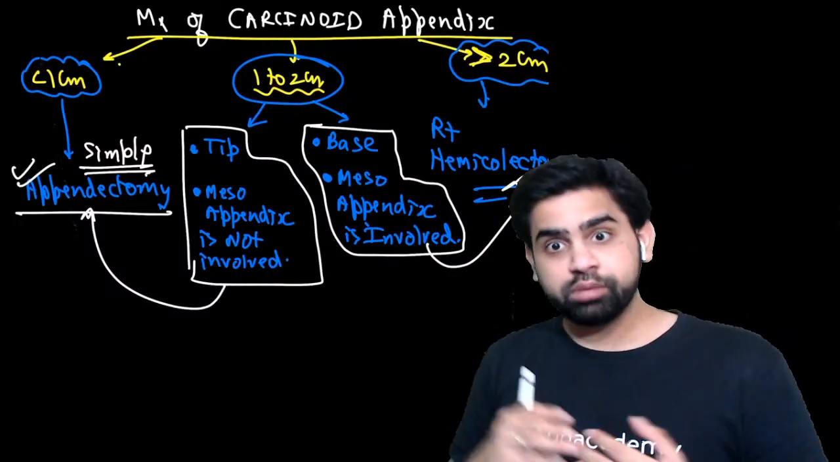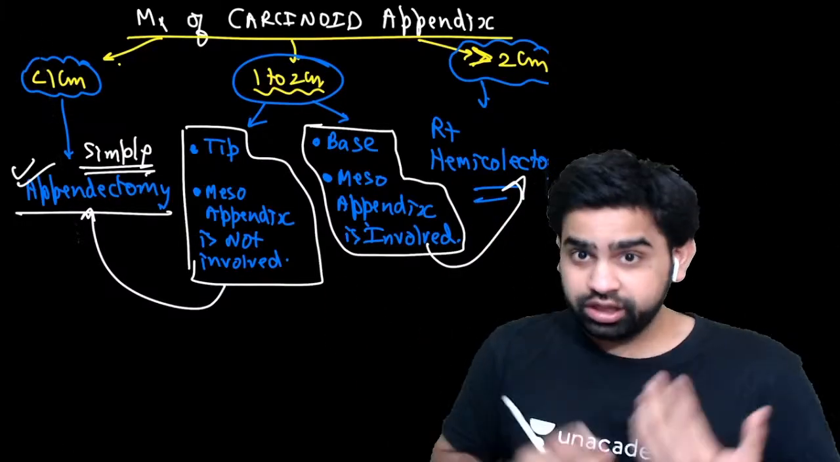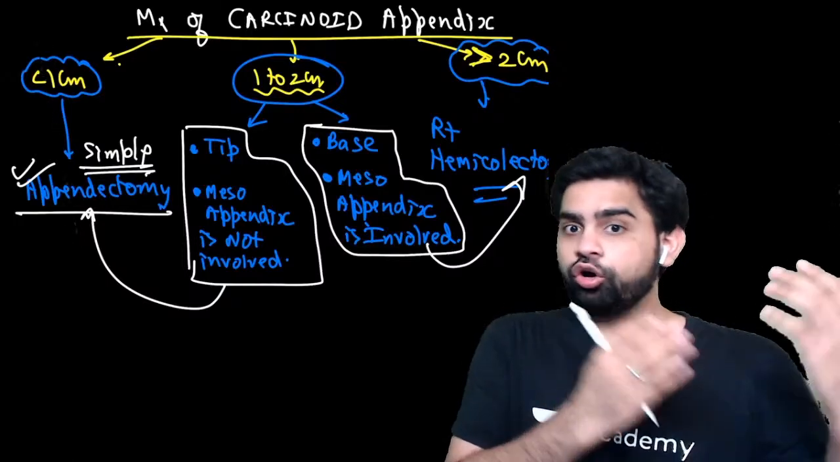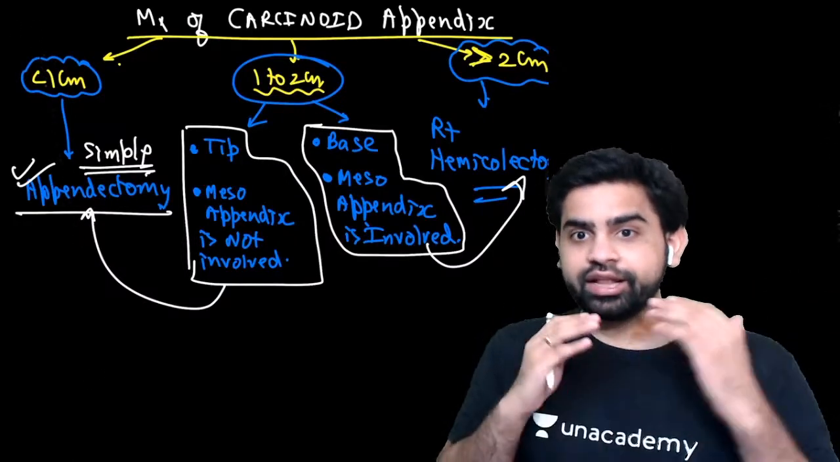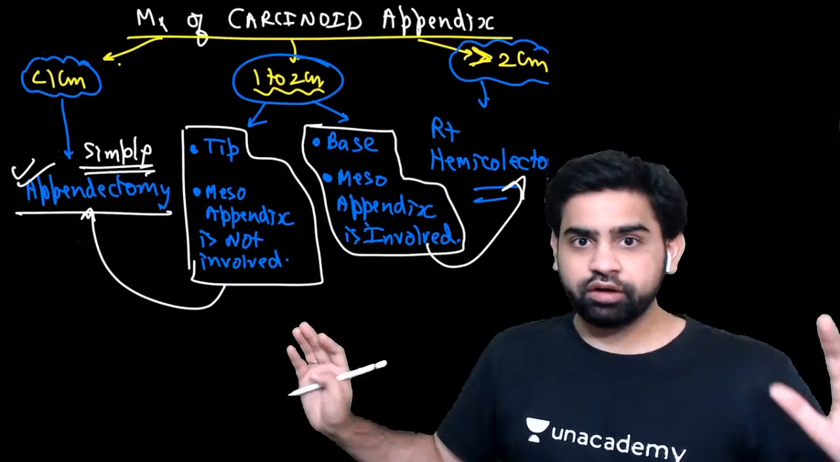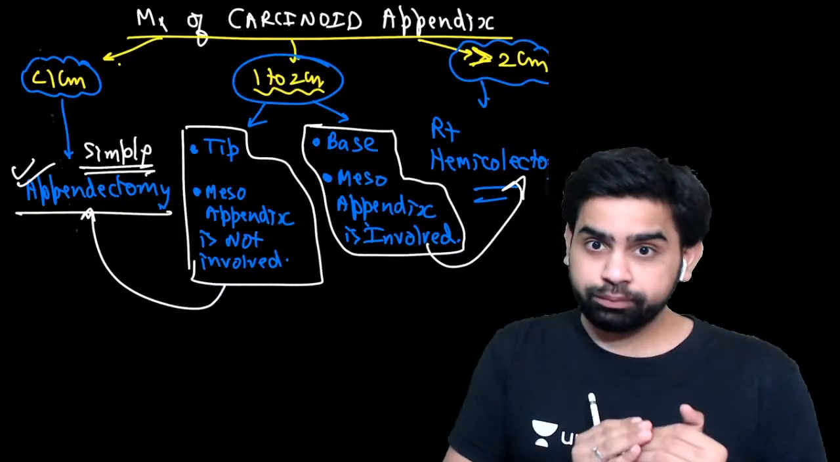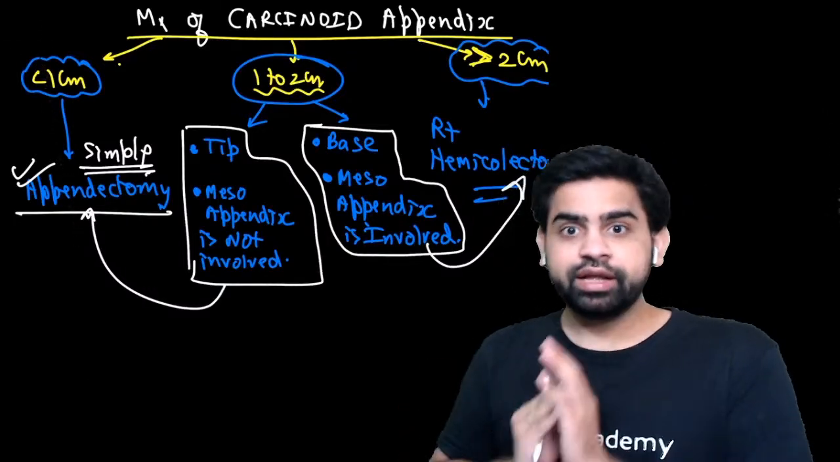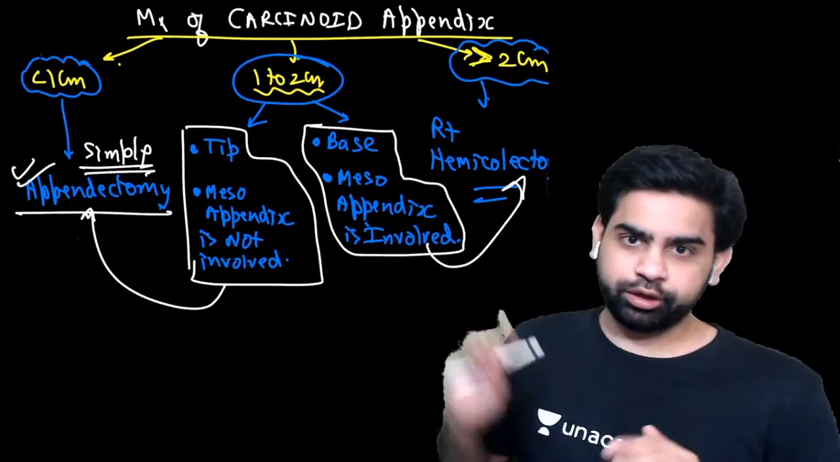If the tumor is between 1 to 2 centimeters, you have to see whether it's involving the tip or the mesoappendix is not involved. Then you have to go in for an appendectomy. That is enough. If it is involving the base of the appendix or the mesoappendix is involved, then the diagnosis will be right hemicolectomy. Do you get this point?